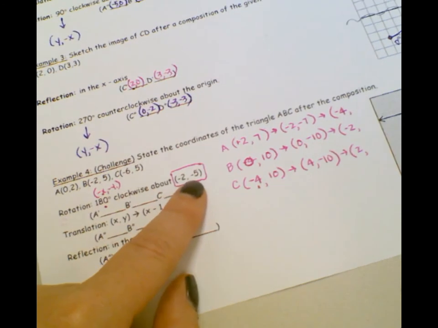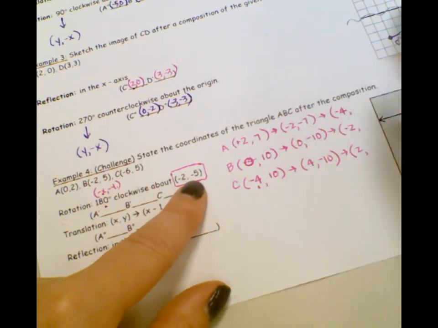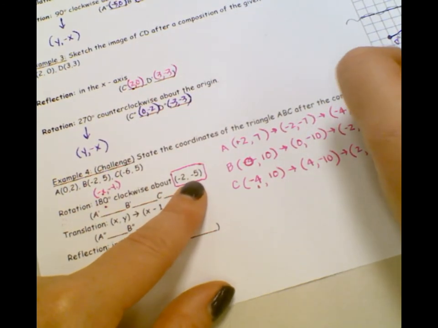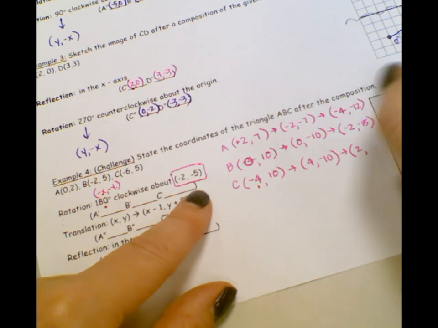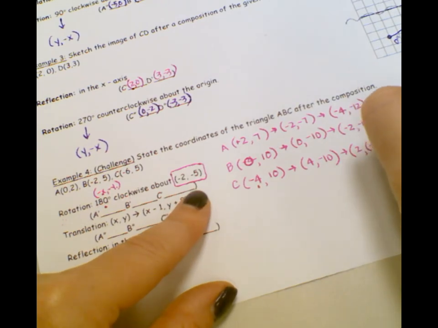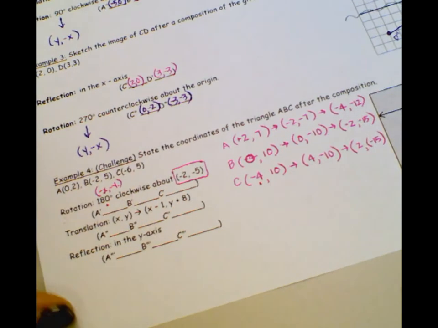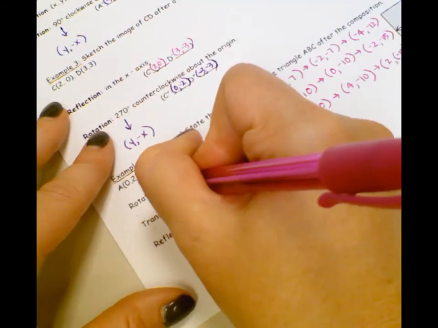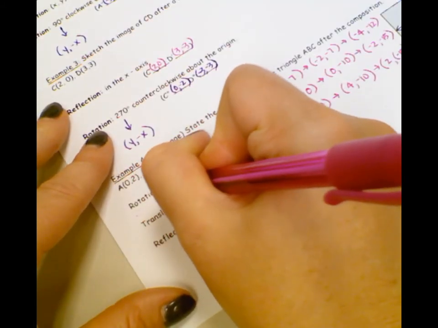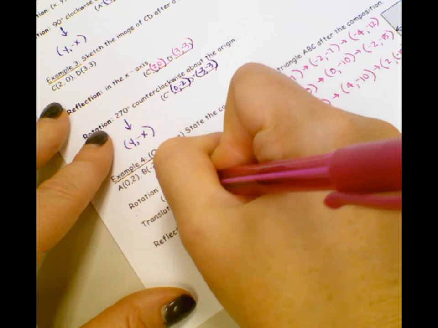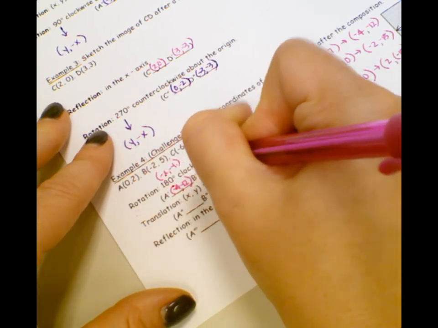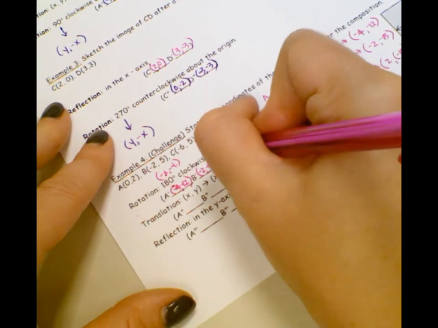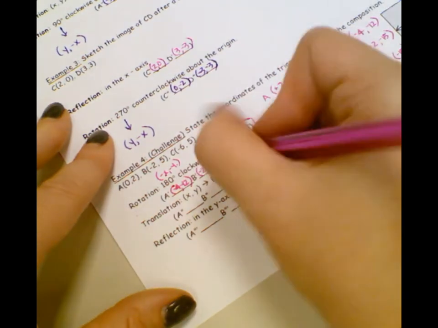Now I'm going to add this -5 back on. 7 plus -5, -10 plus -5, and -10 plus -5. Ooh, these are some big old numbers. So I don't think we're going to plot them, because I think that will mess us up. -4, -12 for A. -2, -15 for B. And 2, -15.